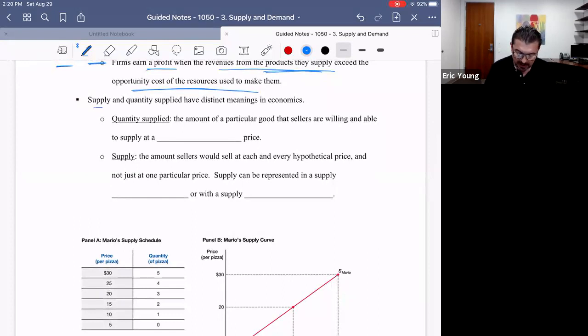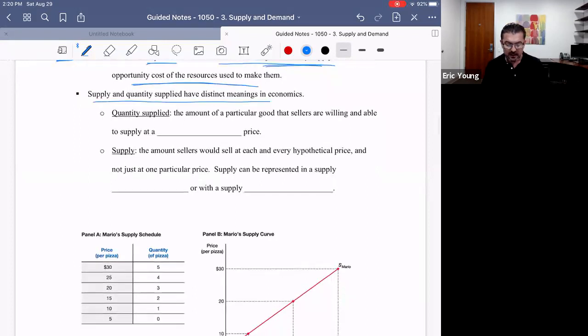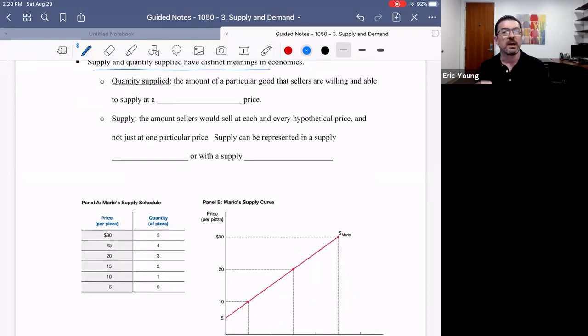As we did with demand, in the supply area there is a distinct difference between quantity supplied and supply. Quantity supplied, as you can extend from our demand discussion, refers to the amount of a particular good that sellers are willing and able to supply at a specific price. Okay, one price, one QS.